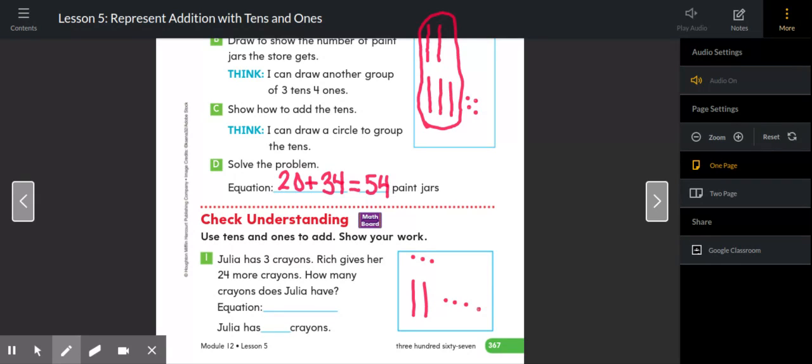And remember I said how important it was to always count our tens first. So we're going to start with our tens here and say 10, 20, stop. 21, 22, 23, 24, 25, 26, 27. So she now has 27 crayons. And what we did was take the 3 crayons that she had to start with and add them to the 24 crayons that Rich gave her.